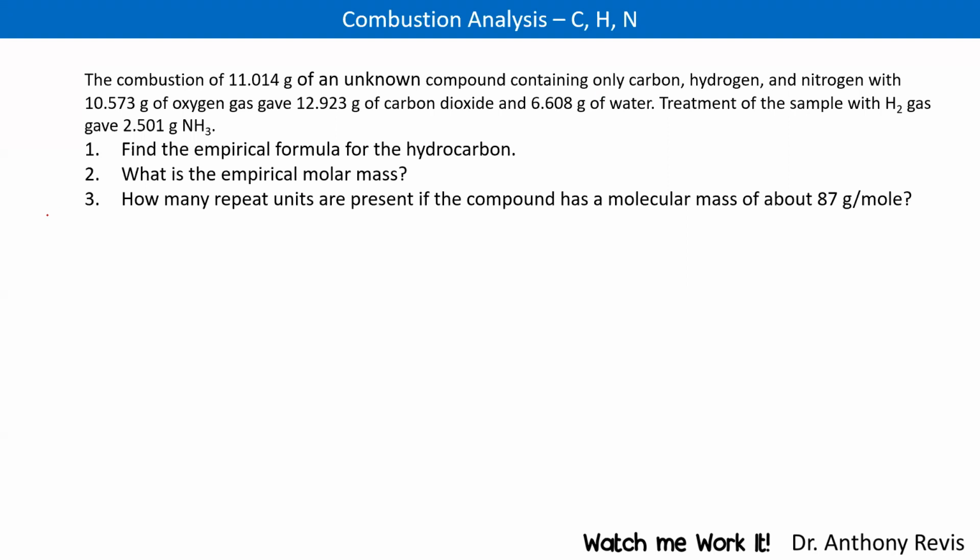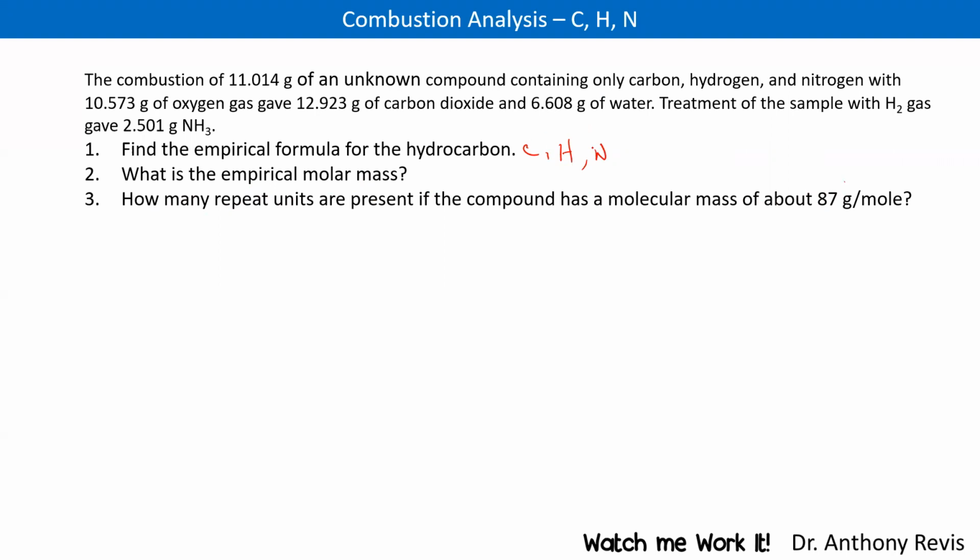So, problem number one, find the empirical formula of the hydrocarbon. And we know this hydrocarbon contains C, H, and N. What is the empirical molar mass? Meaning, we need to find the smallest whole number unit, called the empirical formula, and then we can calculate the molar mass of it. And how many repeat units if this compound has a molecular mass of 87 grams per mole?